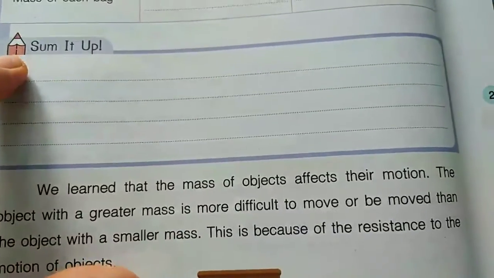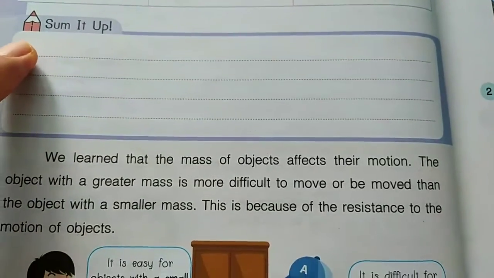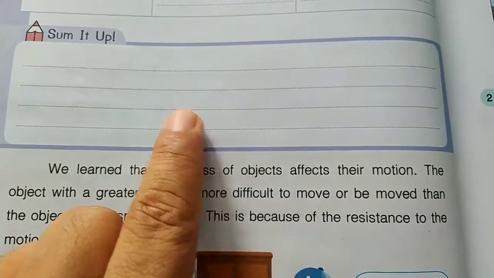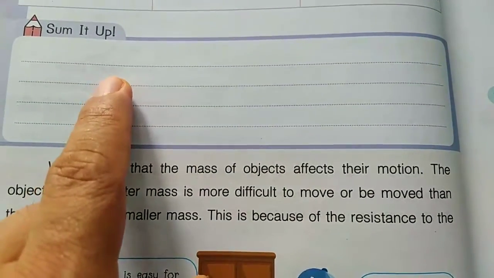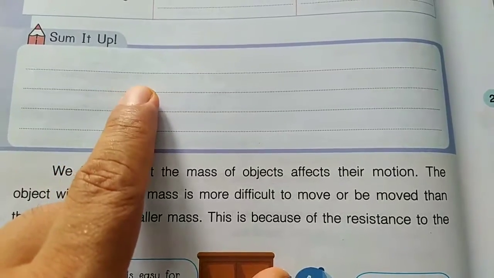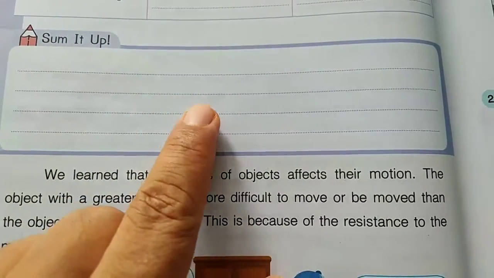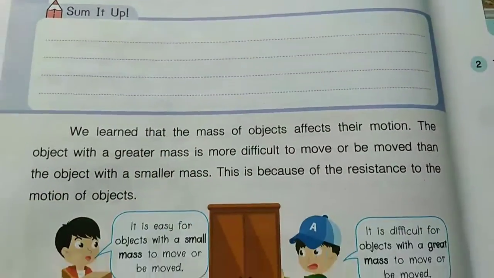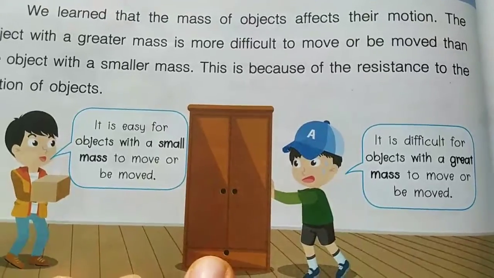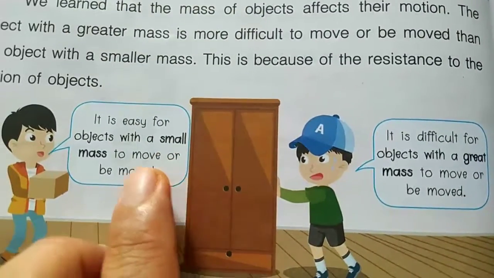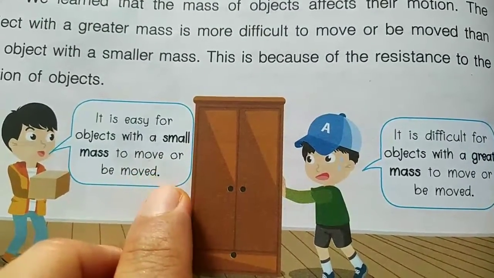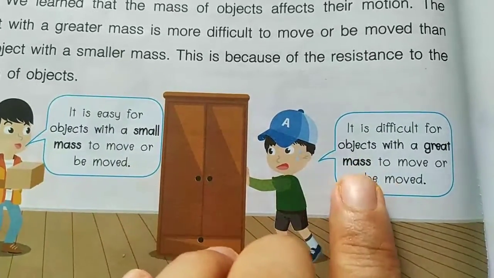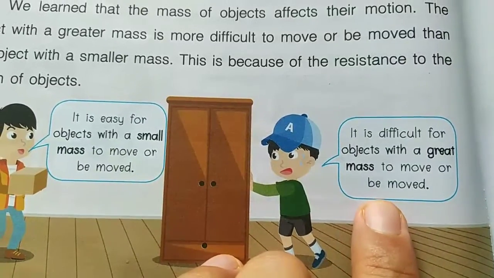You can say in here, the two bags of different masses have different movement. All right? You can say the first bag full of sand moves slowly. The second bag, half full of sand, moves more quickly. All right? So, it's just like this illustration. It is easy for objects with a small mass to move or be moved. Yeah. It is difficult for objects with a great mass to move or be moved.